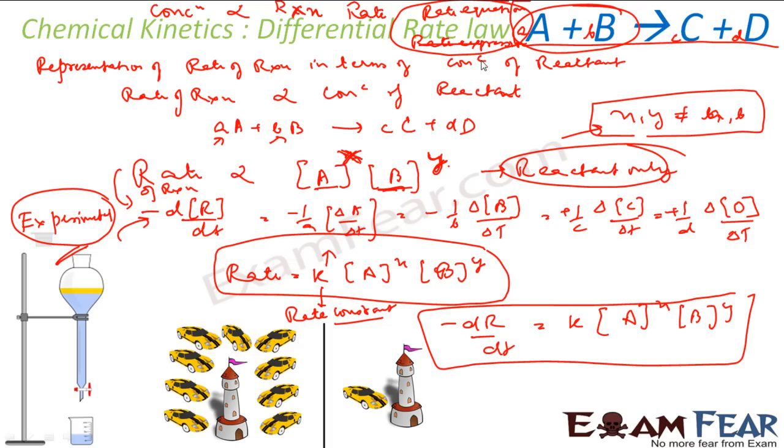Rate law is nothing but the expression in which the reaction rate is given in terms of molar concentration of the reactant, with each term raised to some power, which may or may not be the stoichiometric coefficient. I told you x and y may or may not be those of A and B. Generally, it is not, right, of the balanced reaction. So that is my rate law. Rate law is nothing but the expression in which the reaction rate is given in terms of molar concentration of reactants.